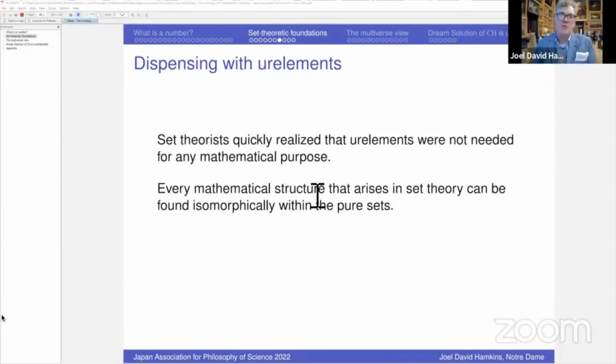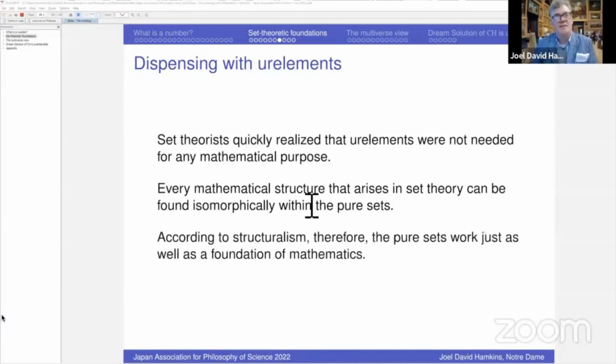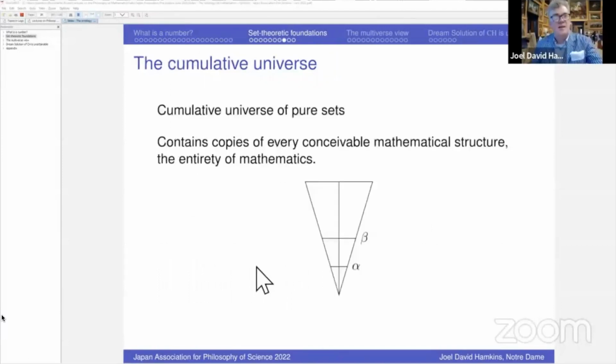And so we can sort of recast set theory just with the pure sets. And according to the philosophy of structuralism, the pure sets work just as well as a foundation of mathematics. And that theory is in many respects simpler and more elegant. And so these days, the standard Zermelo-Fraenkel axioms of set theory have only pure sets and there are no elements.